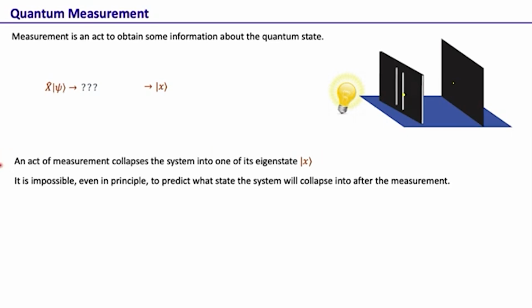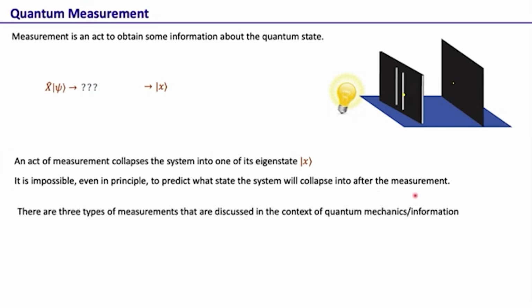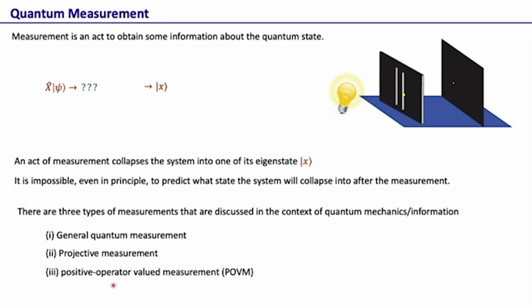So that's the generic understanding of measurement in quantum mechanics, and in this lecture we'll try to have the mathematical formalism to represent this generic understanding, as well as provide some intuitive way of understanding these concepts. In general, there are three different types of measurements that are discussed in the context of quantum mechanics and quantum information. The first one is general quantum measurement, the second is projective quantum measurement, and the third is positive operator valued measurement, called POVM.